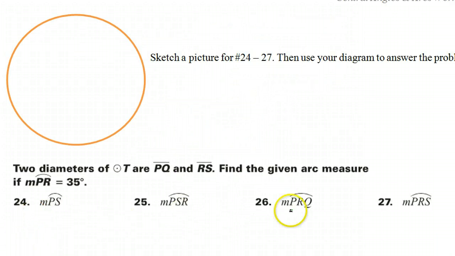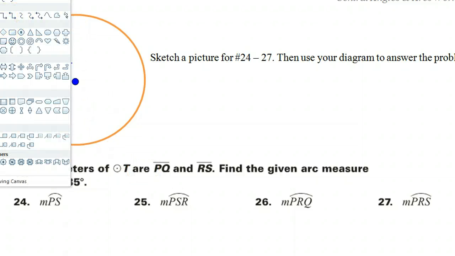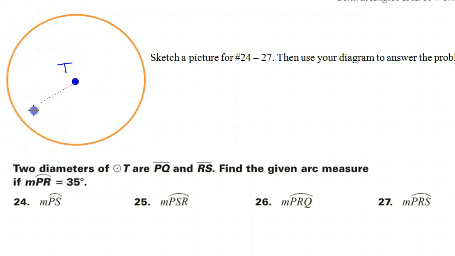Alright, for the next set of problems we have to sketch our own picture and then we can answer the question. So, two diameters of circle T are PQ and RS. So first of all, if this is circle T, that means T is the center. Alright, so there you go.